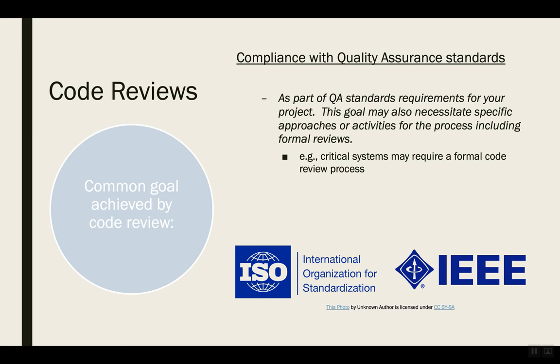I provided the example of critical systems that may require a formal code review process. This would be like an air traffic control system. Now, we just referenced the term formal code review, which is a type of code review. We will explain the different types of code reviews later in the How section.